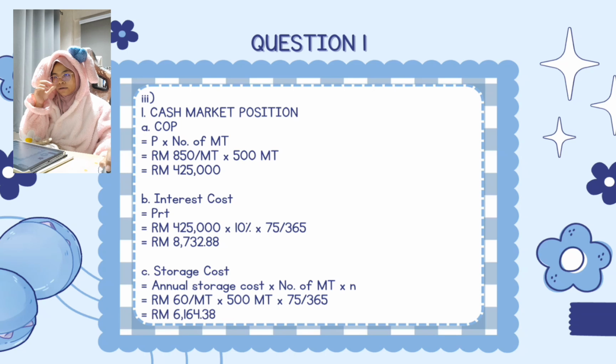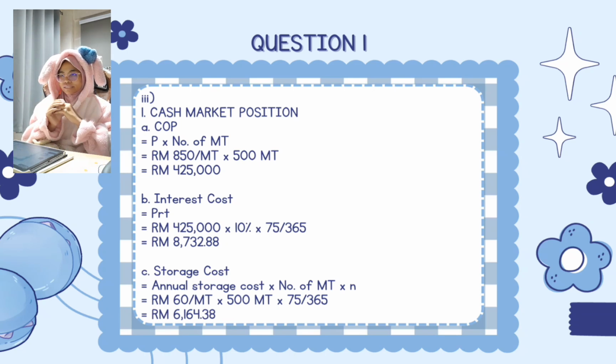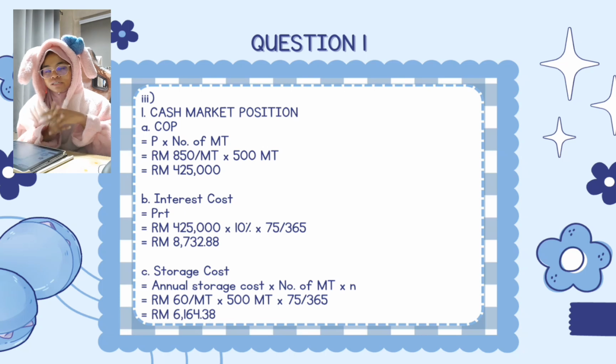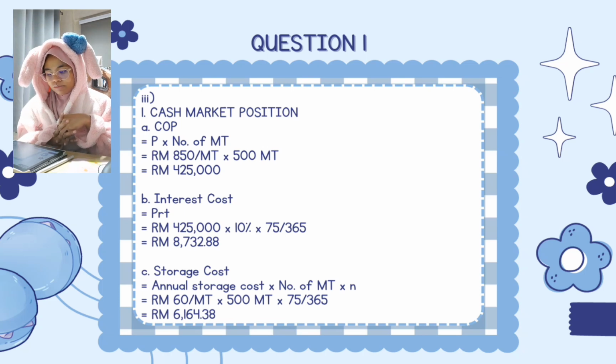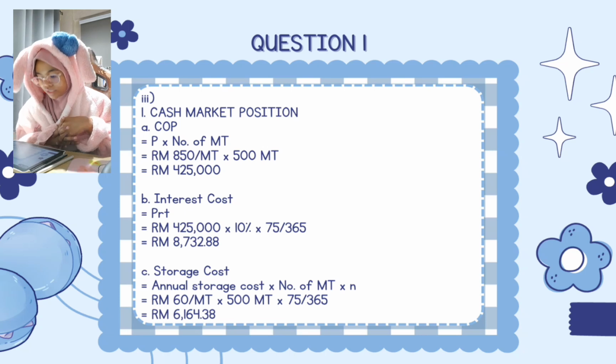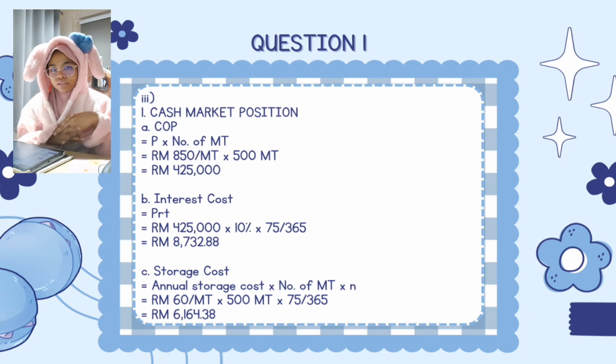Firstly, COP, the cost of purchase, which equals price times number of metric tons, which is 850 ringgit per metric ton times 500 metric tons, which equals 425 ringgit. Second, we have to calculate the interest cost, which is I equals PRT.